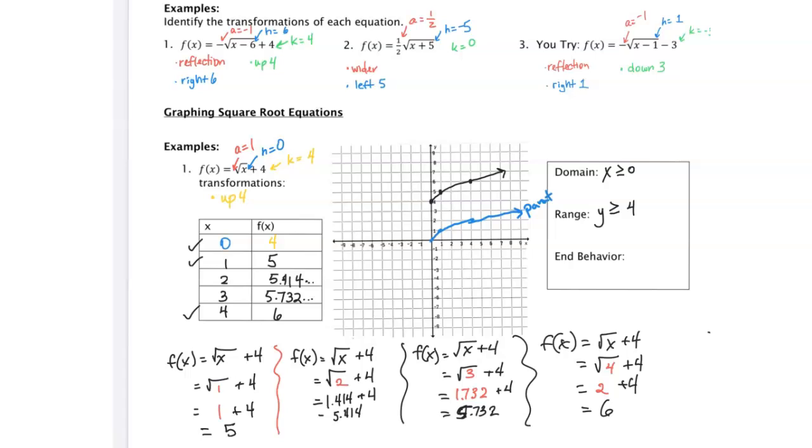In behavior, we only have 1 this time. As x is going towards the right, so towards positive infinity, our graph is growing upwards. So then y is going towards positive infinity as well.